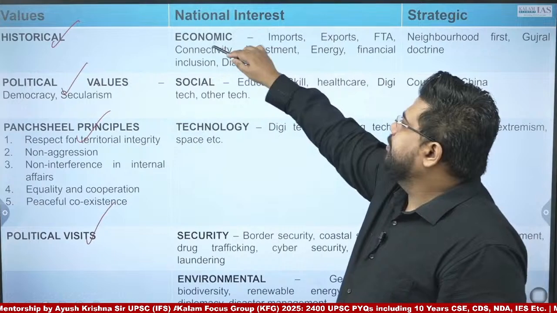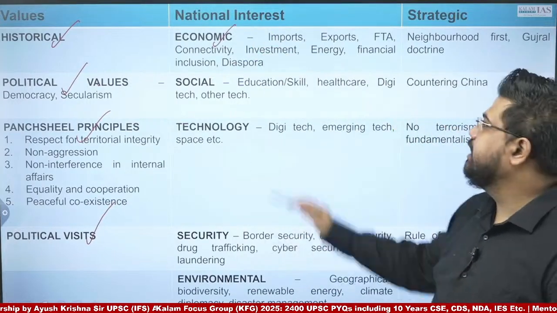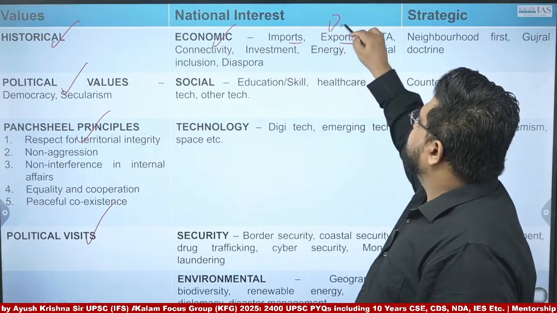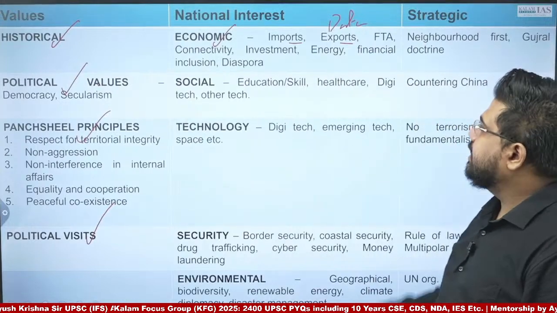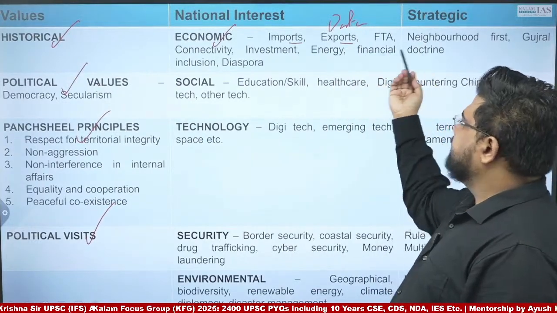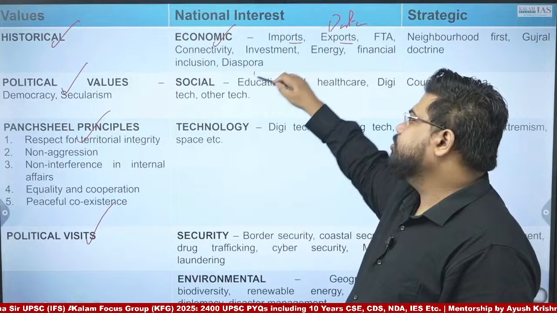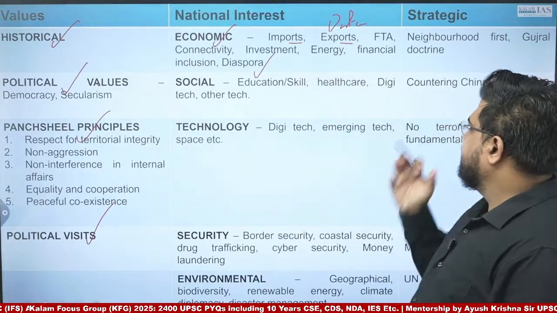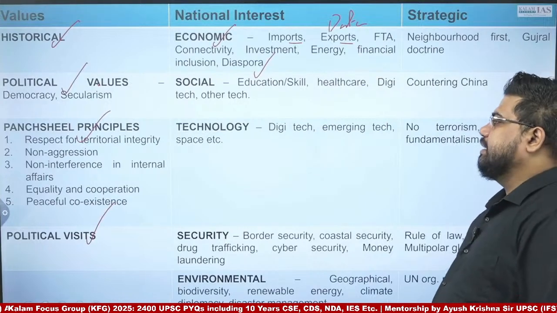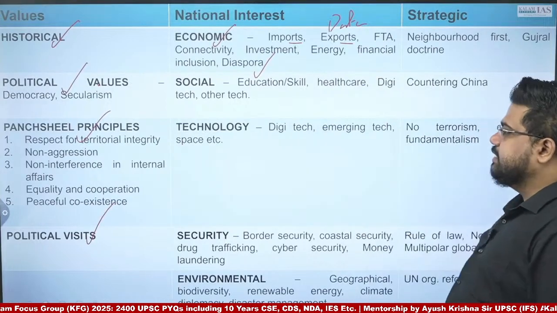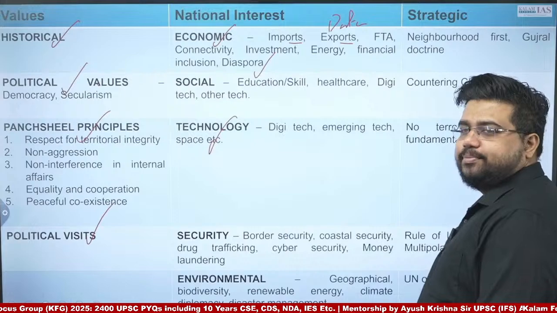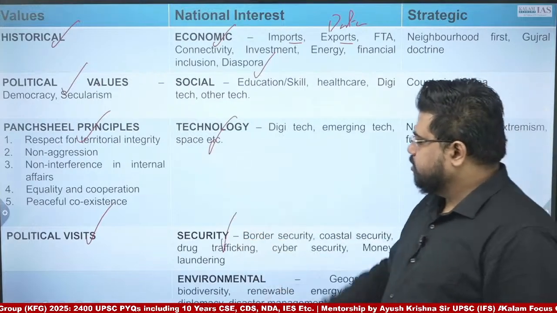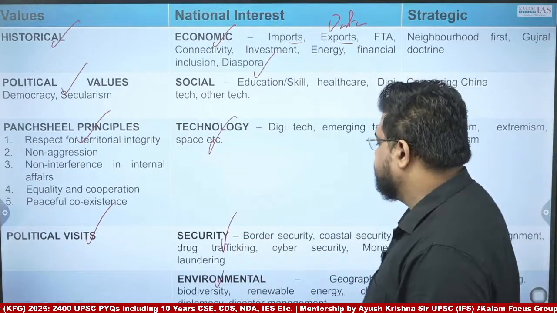In national interest, economy is the major thing. In economy, what all to think? Imports, exports. You need to learn some data for this. Connectivity, investment, energy, financial inclusion, diaspora, all this can be included. Social aspects: education, skills, healthcare. Technology: digitech, emerging tech, space cooperation, space diplomacy. Security aspects you can also include. Environmental aspects you can include.